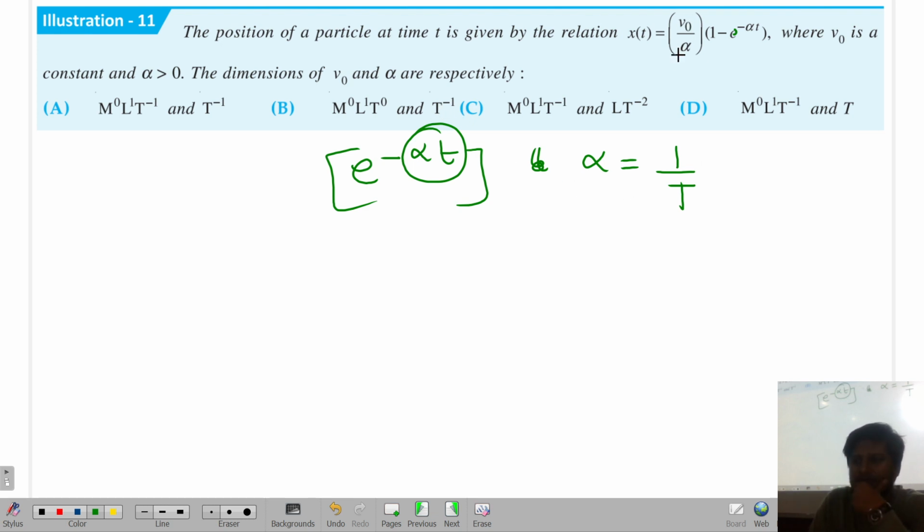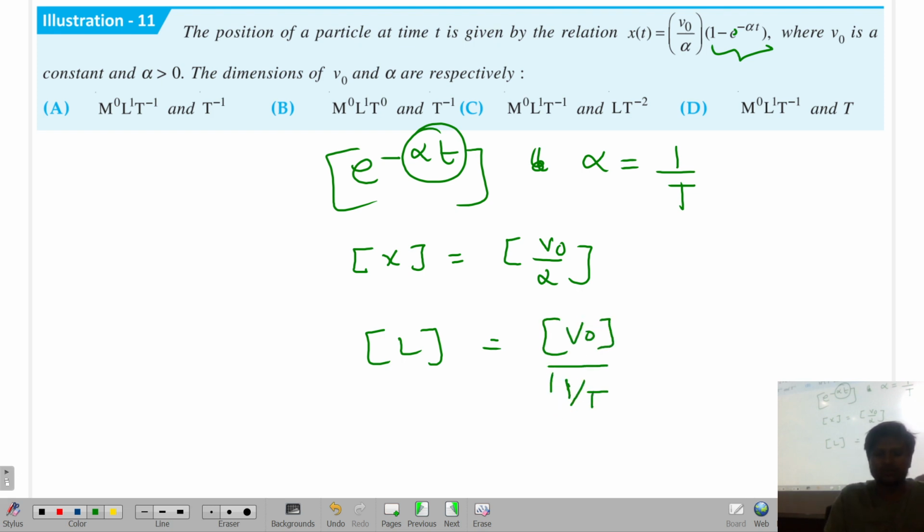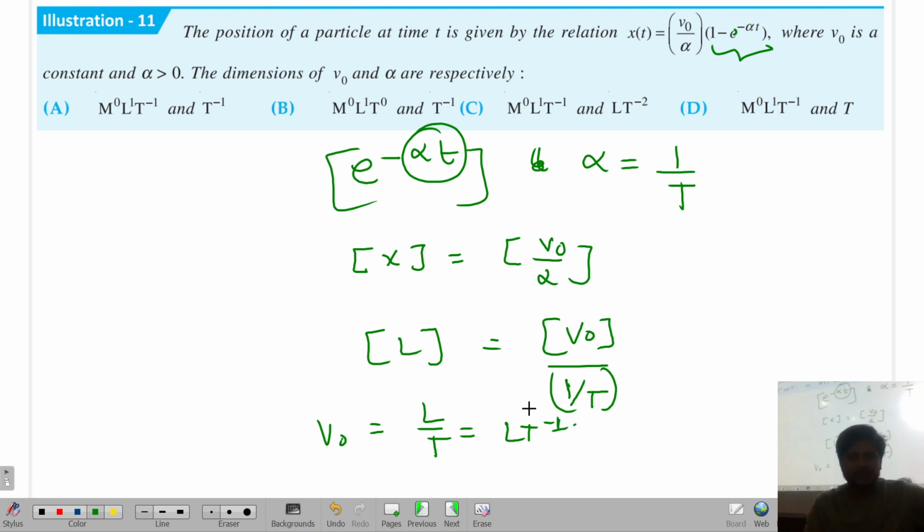What should be b over here? Then what is going to happen? The dimensions of position should be equal to dimensions of b naught by alpha, because this term is totally dimensionless. Yes or no? Dimensions of this x is equal to length. So b naught divided by 1 by t. So b naught will be L by t, which is L t to the power of minus 1. Yes or no? Can you get it? I think option A is correct now.